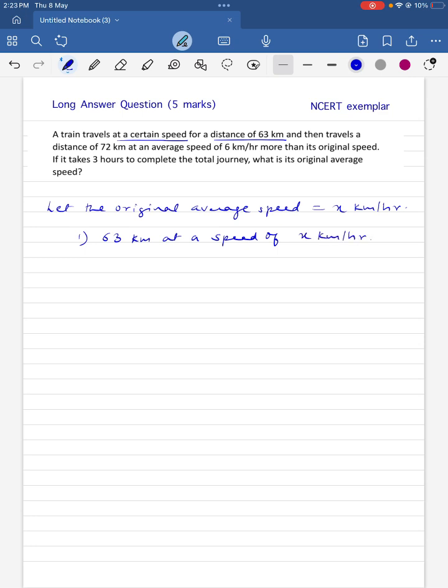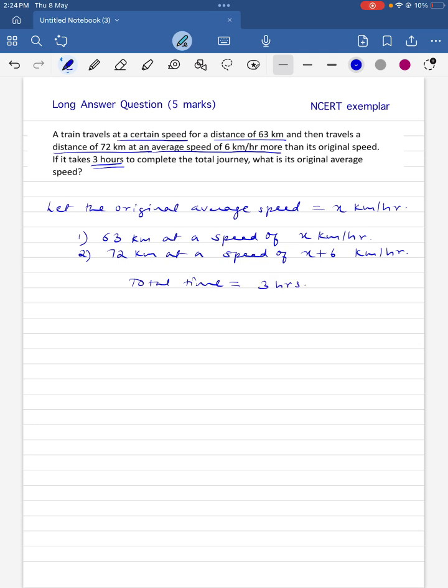And in the second part, they've mentioned that the train travels a distance of 72 kilometers at an average speed of 6 kilometer per hour more. So that is 72 kilometers at a speed which is equal to x plus 6, because it's 6 more than the original speed. Okay, and they've said that the total time taken to complete the journey is 3 hours. So total time is given to be equal to 3 hours.